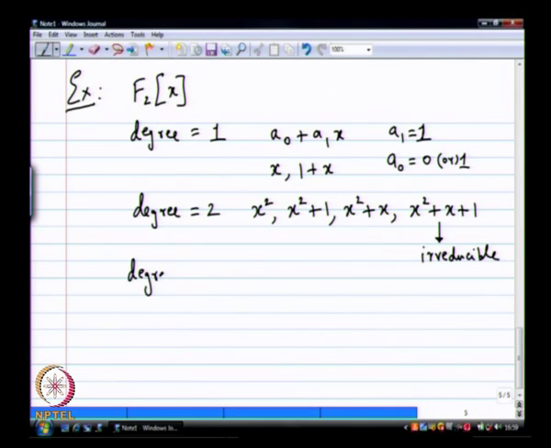So, if you say degree equals 3, there are 8 different degree 3 polynomials, and you can keep on writing them, but it turns out the polynomials x cube plus x plus 1 and x cube plus x squared plus 1 are the 2 that are irreducible. Everything else, I am quite sure, is reducible. You can check that out.